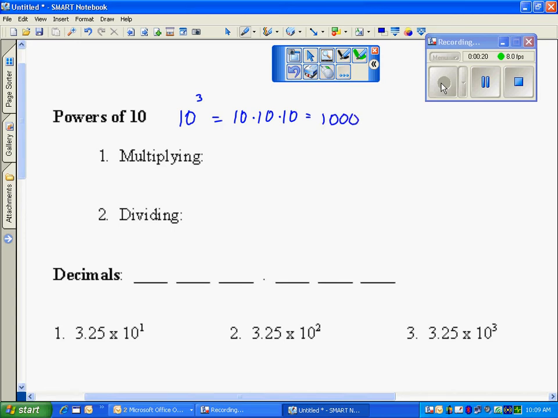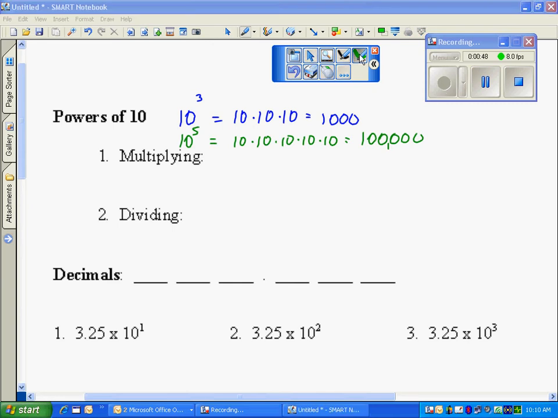If I was to take 10 to the 5th power, there's a relationship between the exponent and the number of zeros. 10 to the 5th power means I would have expanded out 5 10s multiplied by each other, which would be a 1 and 5 zeros, which would be 100,000. So the relationship is the power on 10, and it only works for 10. The exponent on 10 tells you how many zeros after the 1.